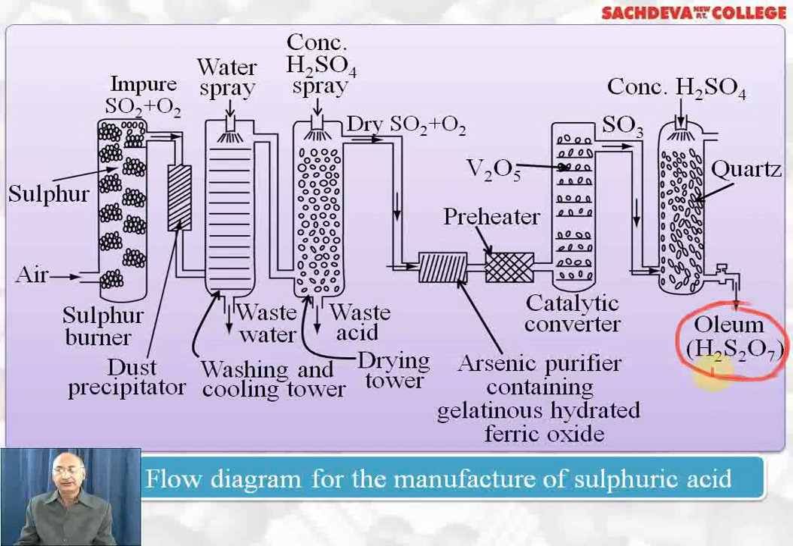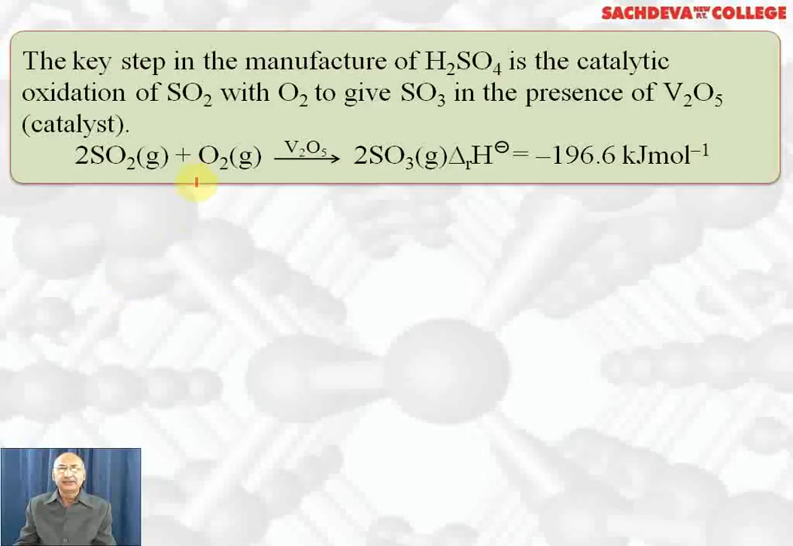This oleum is added to calculated amount of water so that we can get 98% sulfuric acid. Why is sulfur trioxide not directly absorbed in water to get sulfuric acid? Because the reaction is highly exothermic and beyond control. So we do it indirectly: the sulfur trioxide we absorb in concentrated sulfuric acid obtained from any other source in the beginning and get oleum, and from oleum we add to water to get concentrated sulfuric acid which can be used again.